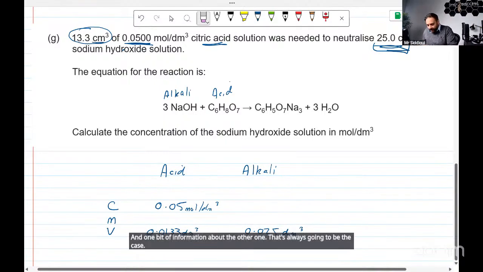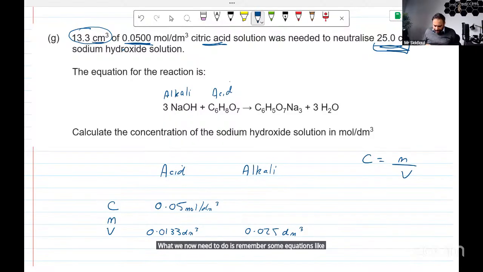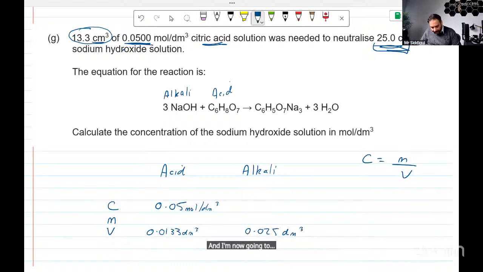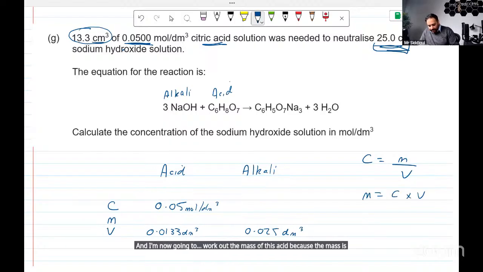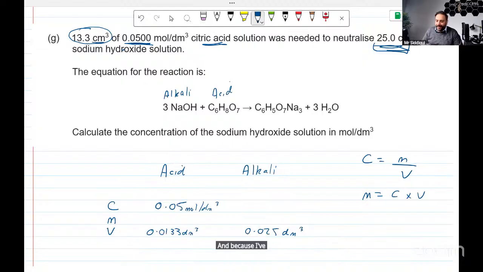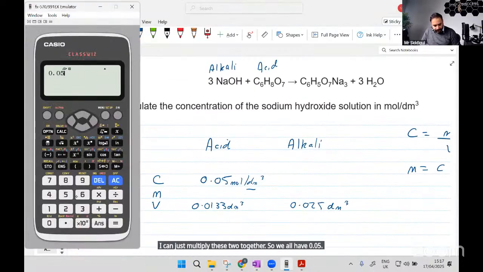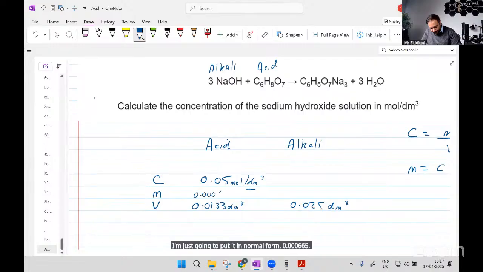What we now need to do is remember some equations like concentration is mass over volume. I think that's all we need here. And I'm now going to work out the mass of this acid because the mass is the concentration times the volume. And because I've made my units correct, dm cubed, I can just multiply these two together. So we will have 0.05 times 0.0133 equals that. I'm just going to put it in normal form, 0.000665. Okay, very small, but it's fine.